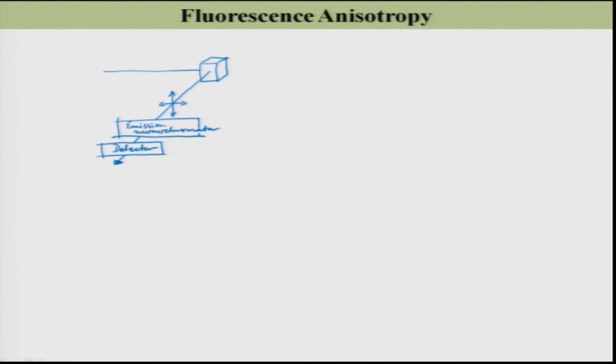And here is your output signal. Let us say this one is vertical, right. So, I can simply write this as V. And this one is horizontal. So, I am just writing here H.